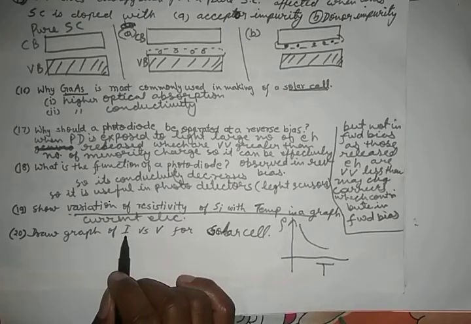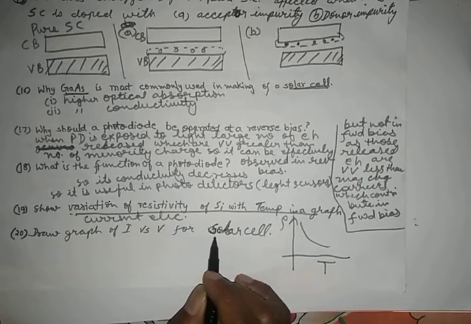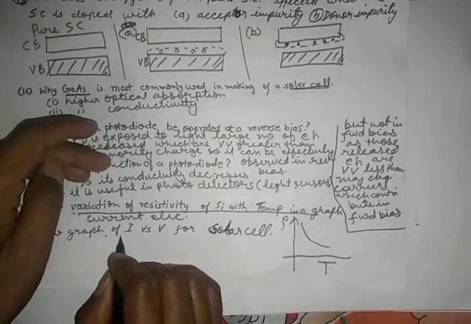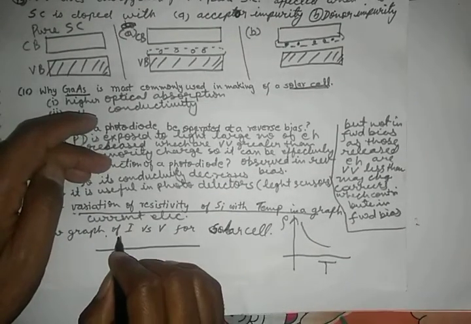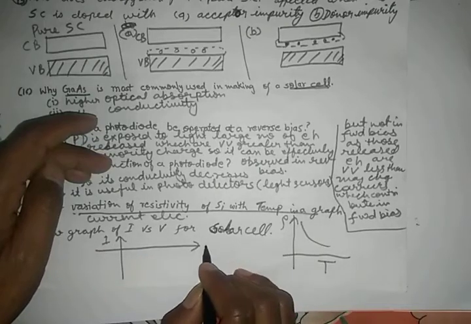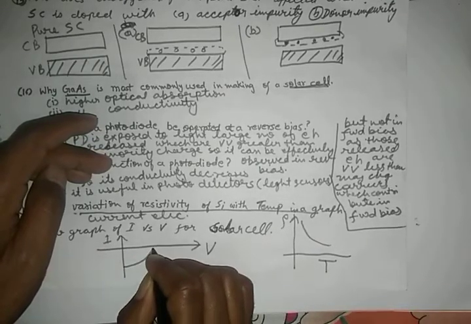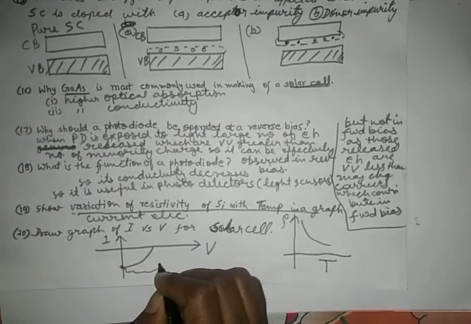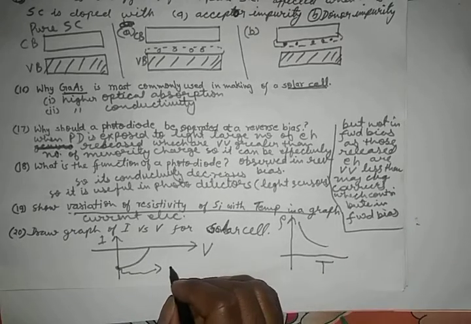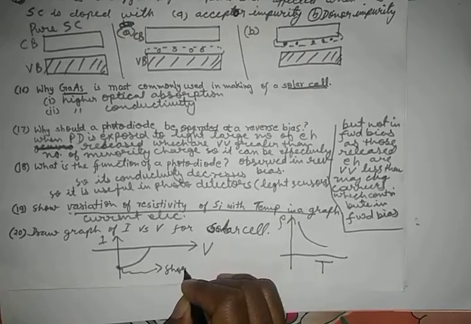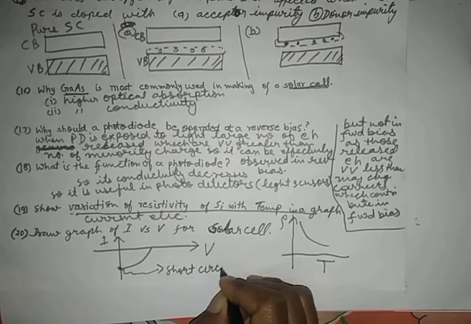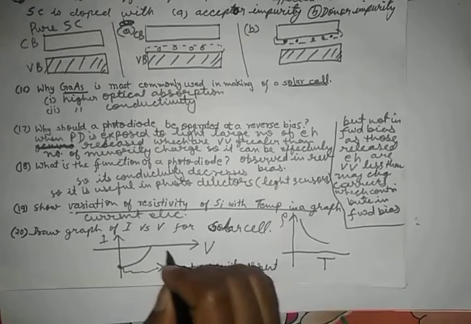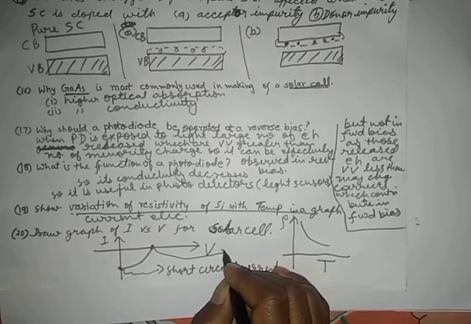Draw current versus voltage for a solar cell. Okay, so for a solar cell, the typical graph is this. That's all. This current is called short circuit current, and this voltage is called open circuit voltage.